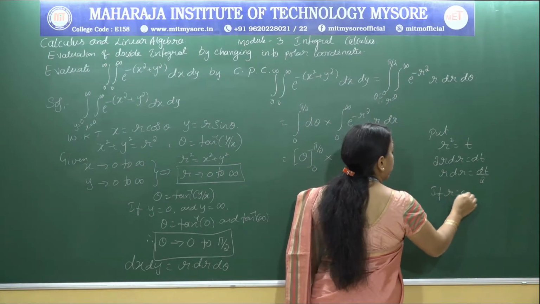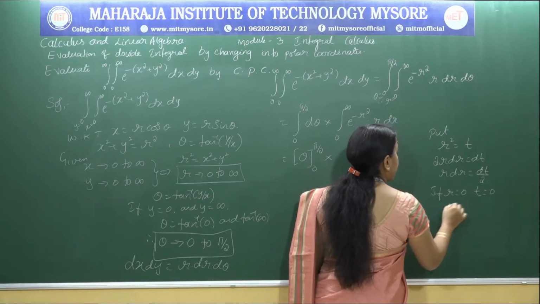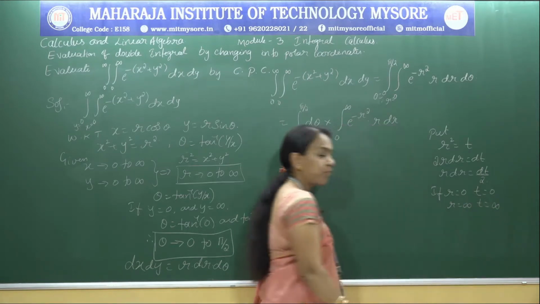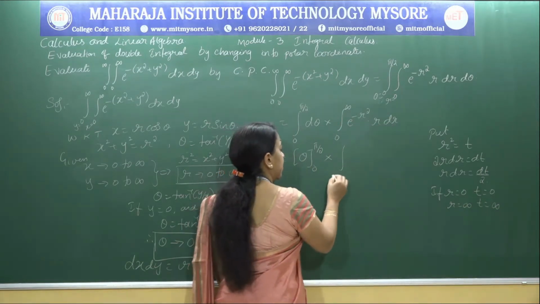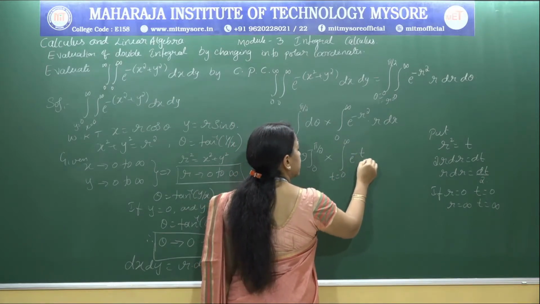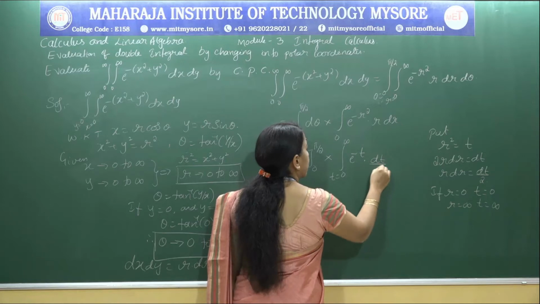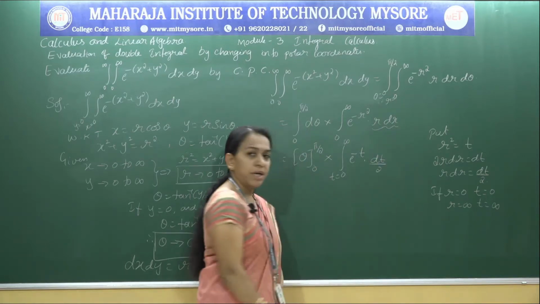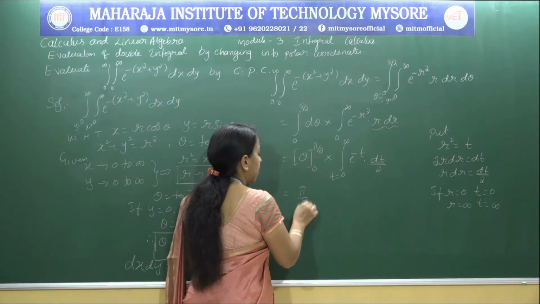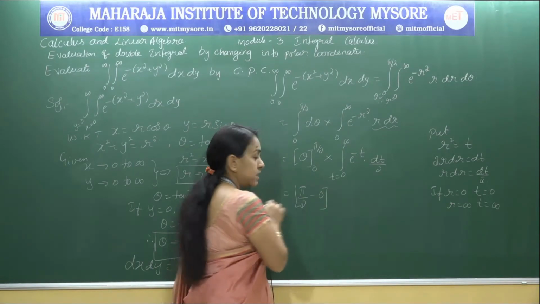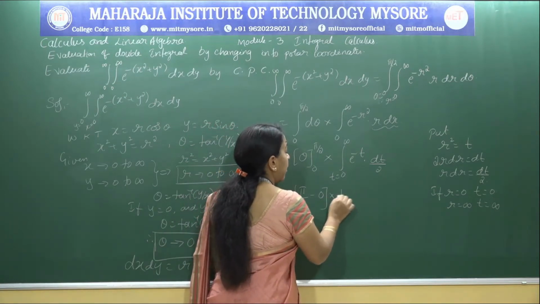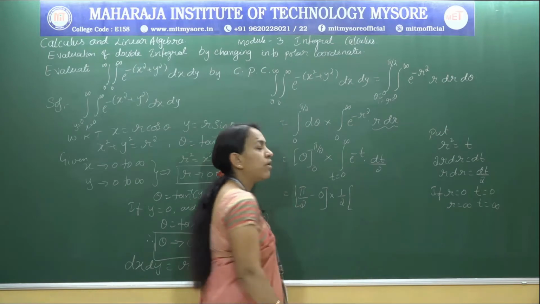If r is 0, t is also 0. If r is infinity, t is infinity. So I can replace this by t varying from 0 to infinity e power minus t into dt by 2. So r dr can be replaced by dt by 2. Or if I apply the limit for this, upper limit pi by 2, lower limit 0, equal to pi by 2 into 1 by 2 times the integral of e power minus t.